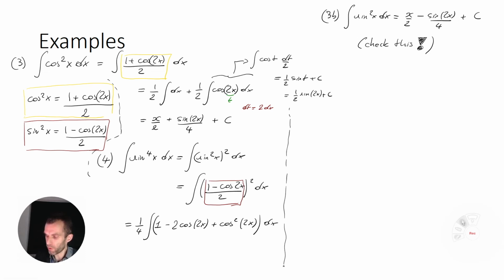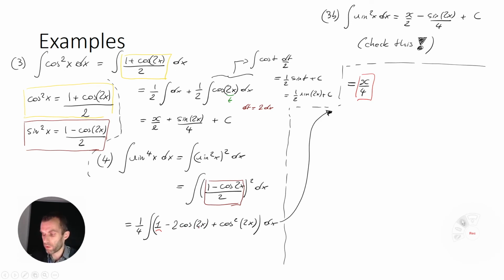And now I'm running a little bit out of space here, so let me continue on the right hand side. So now I can use the rules that I already know. So integral of 1, that's x, so I get an x over 4. Integral of cosine 2x, I've just derived that, that's 1/2 sine 2x. So I get minus sine 2x over 4. So that's this term right here.